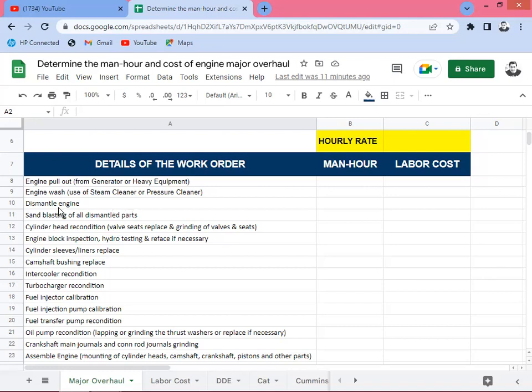Okay, these are the things that we're going to be doing. Engine pull out from generator. It could be a generating set application, or it could be a heavy equipment application, just like a hauler, what I said earlier. And then after pulling it out from the generator, it needs to be washed. Engine wash with the use of a steam cleaner, either steam cleaner or pressure cleaner.